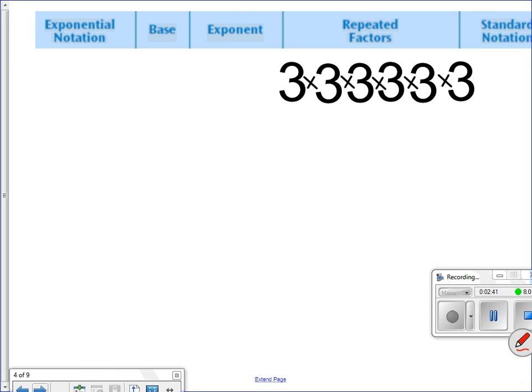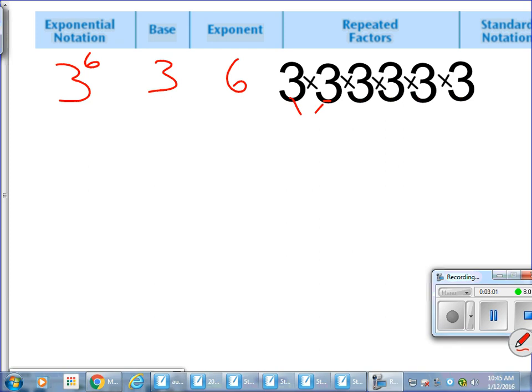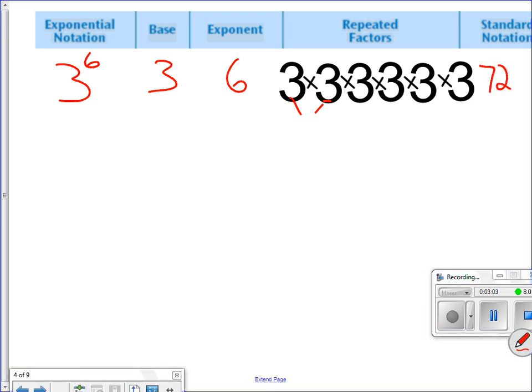Now I have 3 times 3 times 3 times 3 times 3 times 3. My base number is 3. How many times does it repeat itself? 1, 2, 3, 4, 5, 6. 6 is my exponent. So my exponential notation is 3 to the 6th power. What does this equal for standard notation? 729. 3 times 3 times 3 times 3 times 3, 6 times.